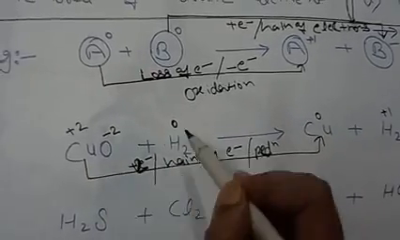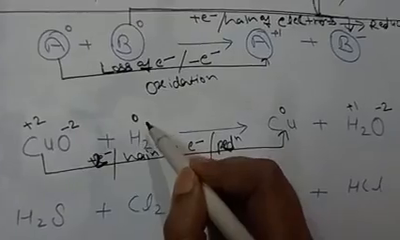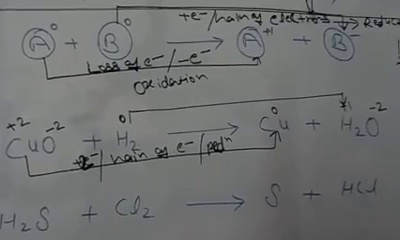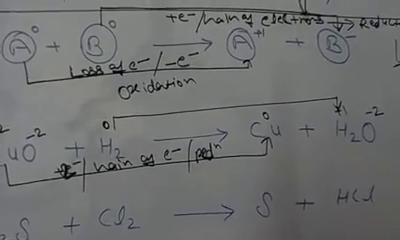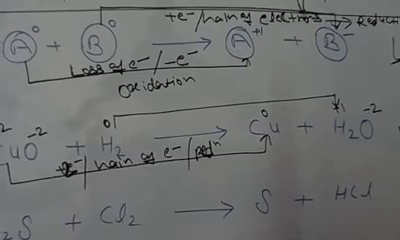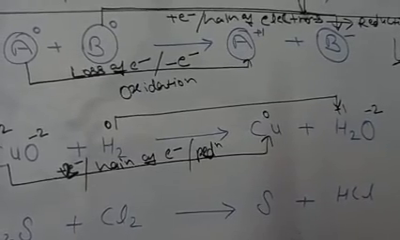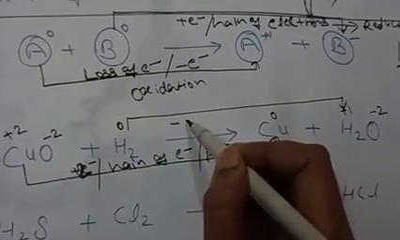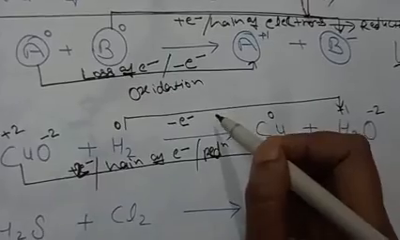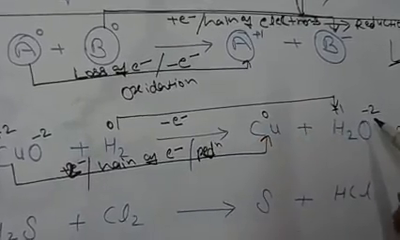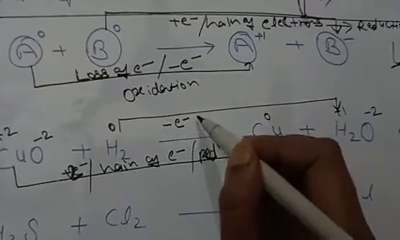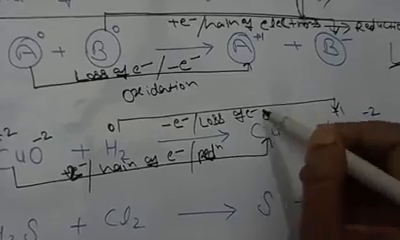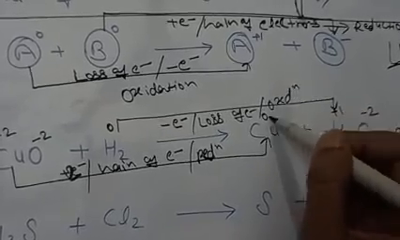And here H2, see hydrogen, it is 0 to +1. Its oxidation state is increasing from 0 to +1. So here it is loss of electron. When you put out one electron from hydrogen, it makes an H+ ion. So it is loss of electron, and loss of electron is called oxidation.